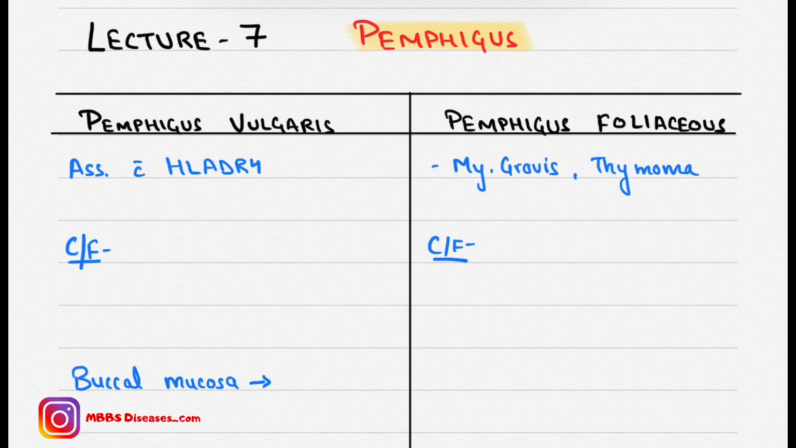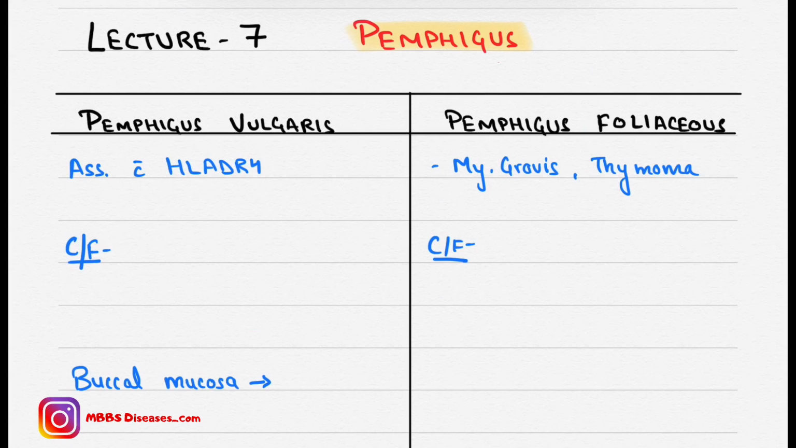This Pemphigus is an immune bullous disorder. That means it is an immunological bullous presentation disorder. So antibodies are formed against desmoglein, so there will be intraepidermal bullas. Okay, so we have many types of Pemphigus, but we will discuss only the two main ones: Pemphigus vulgaris and Pemphigus foliaceus.